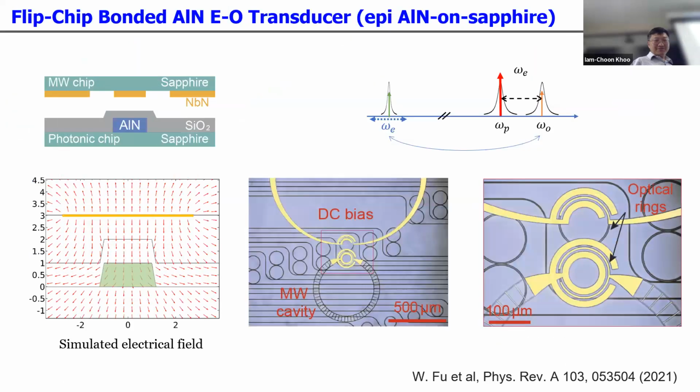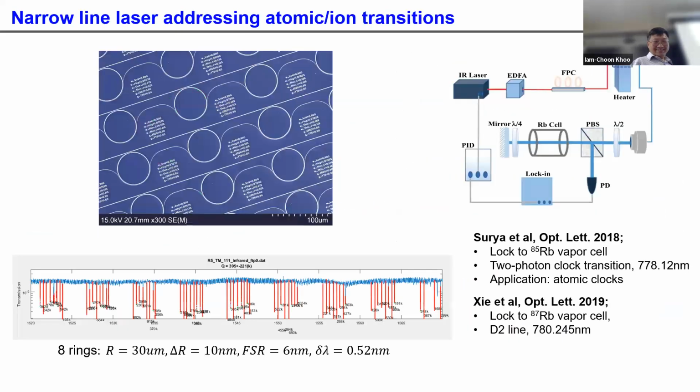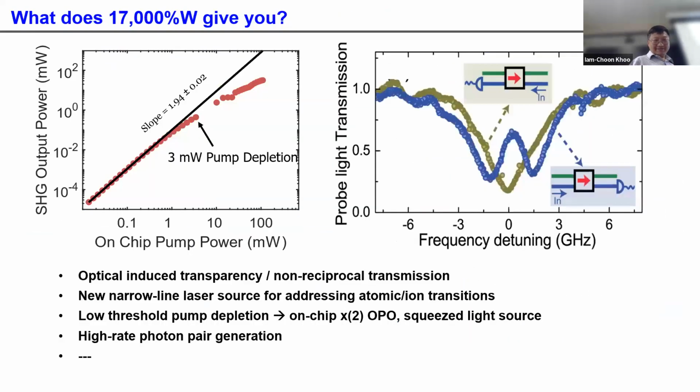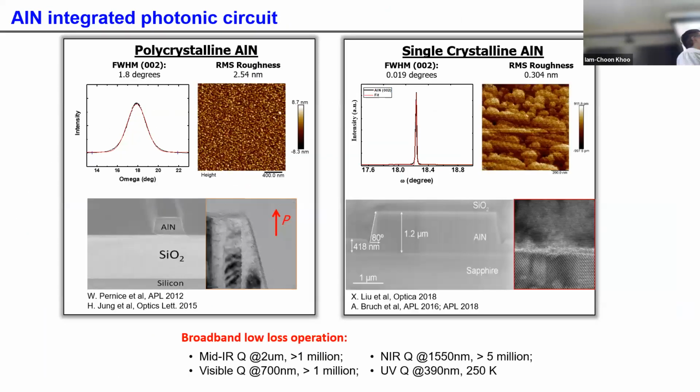Yeah, interesting materials. Okay, come in. Here. And the telecom wavelength is about 1 million. Yeah. It's about 5 million right now.